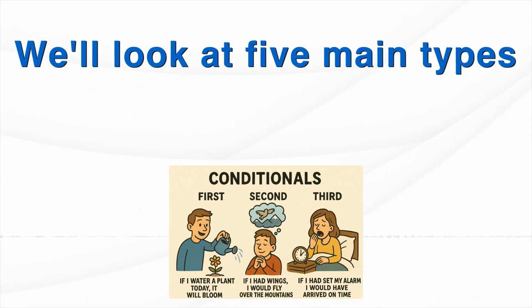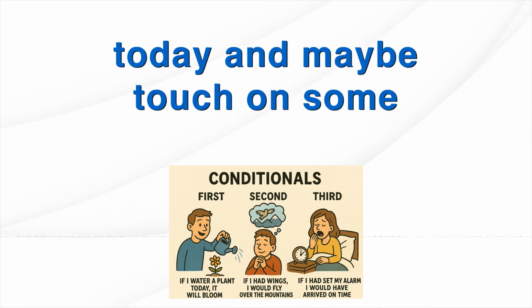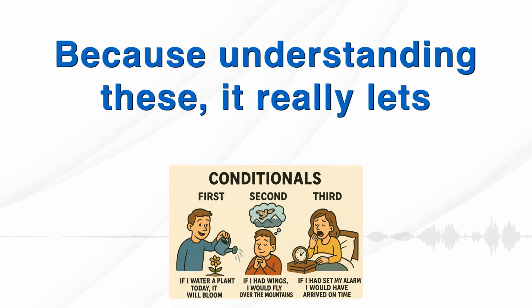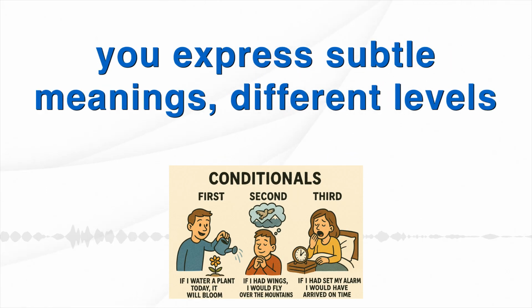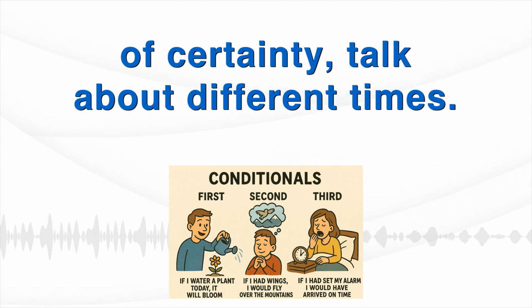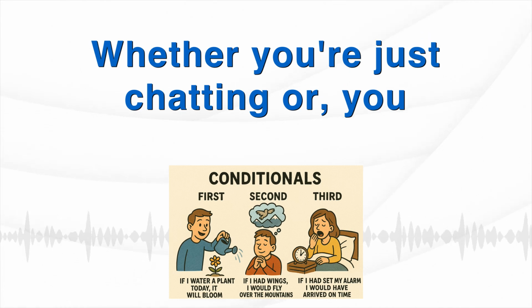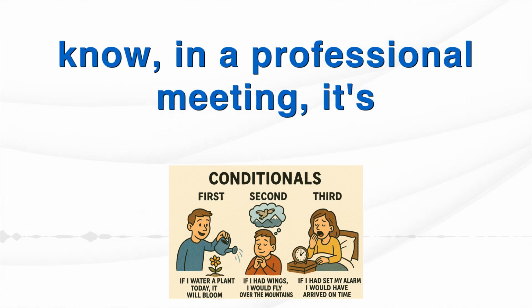Right. We'll look at 5 main types today, and maybe touch on some more complex ways people use them every day. Okay. Because understanding these, it really lets you express subtle meanings, different levels of certainty, talk about different times. Past, present, future. Exactly. Whether you're just chatting or in a professional meeting, it's quite versatile.